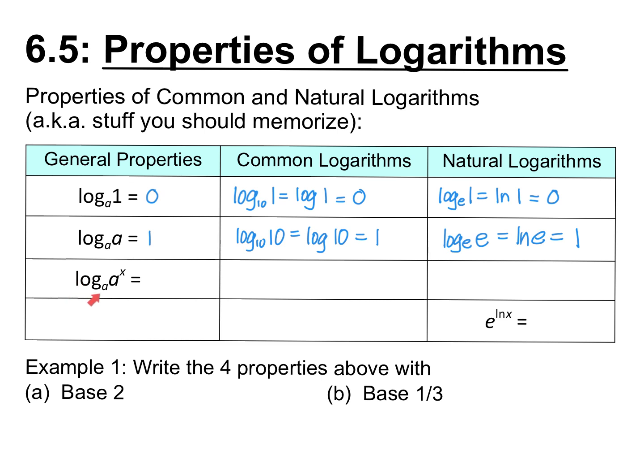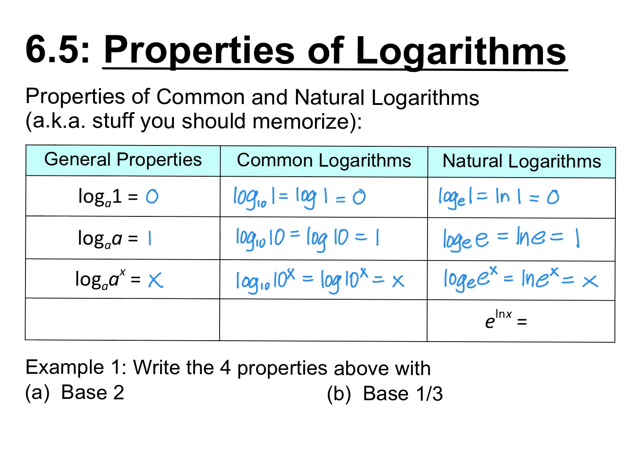Next, we have log base a of a to the x. The question here is, a to the what power will give you a to the x? And the answer is x. You raise a to the x power to get a to the x. For common logs, it will be log base 10 of 10 to the x, which is the same as log of 10 to the x, which is x. Then we have log base e of e to the x, or ln e to the x, and that equals x. So notice that all three of these are equal to x.